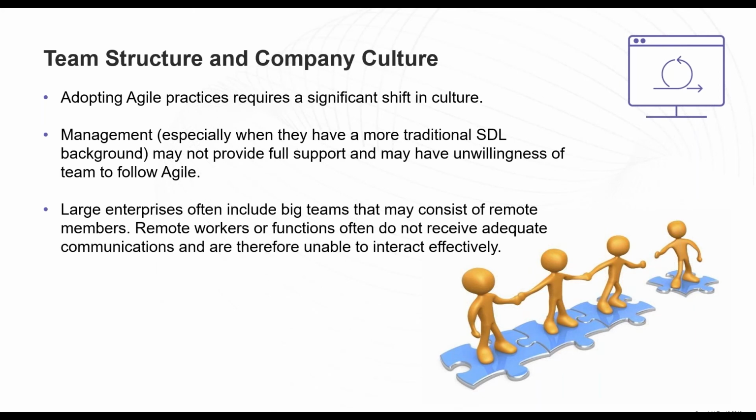Large enterprises often include big teams, and they may consist of remote members in remote locations as well. I've worked on a number of projects where teams are trying to implement Agile, but they've got teams based in the UK, the US, and India. With a key element of Agile being close communication and collaboration, this can often be seen as a bit of a challenge. How can you run a successful Agile project where you've got teams based in different time zones and different projects?